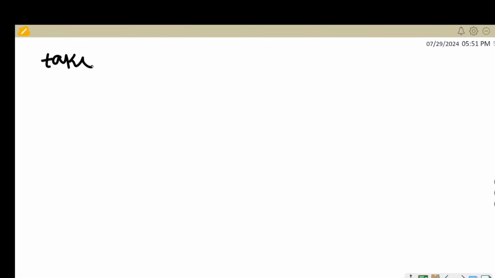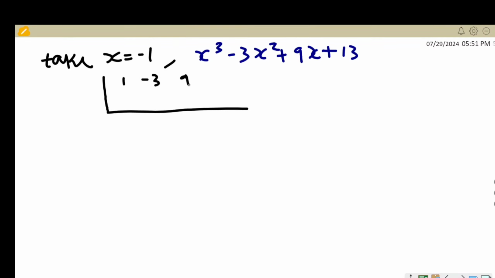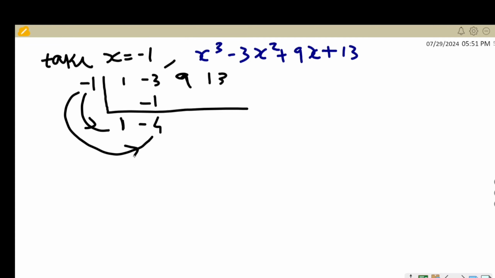Now let's take x equal to negative 1 and check whether x plus 1 is a factor of x cube minus 3x square plus 9x plus 13. Let's write the coefficients of the polynomial: 1, negative 3, 9, 13. Write negative 1 here. Take this 1 down here. Multiply negative 1 with 1, we will get negative 1. Negative 3 plus negative 1, negative 4. Multiply negative 1 with negative 4, we will get 4. 9 plus 4, we will get 13. Negative 1 multiplied by 13, we will get negative 13. 13 plus negative 13, we will get 0.